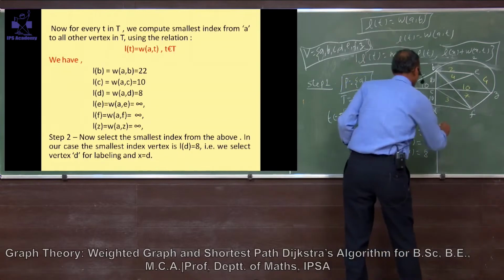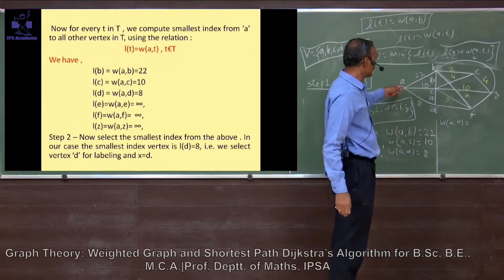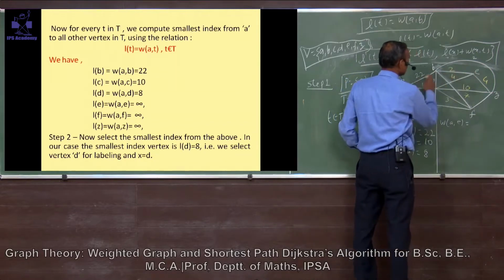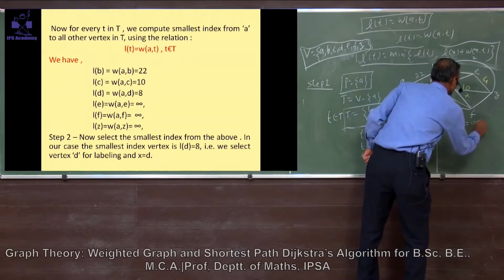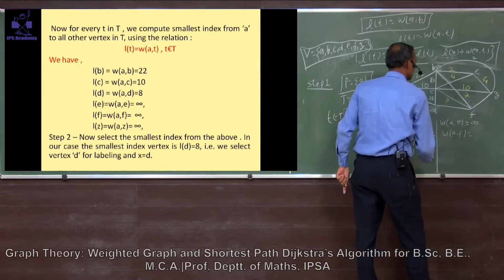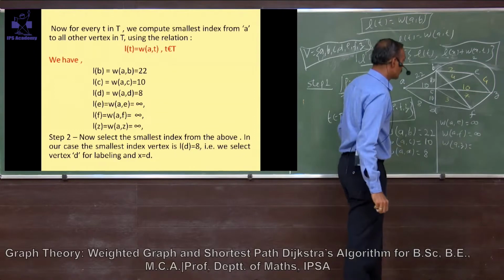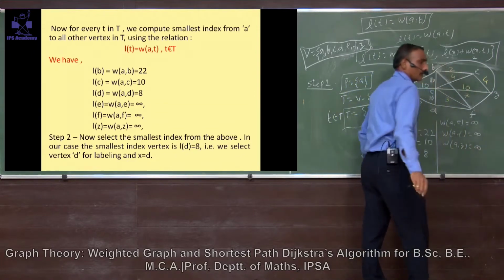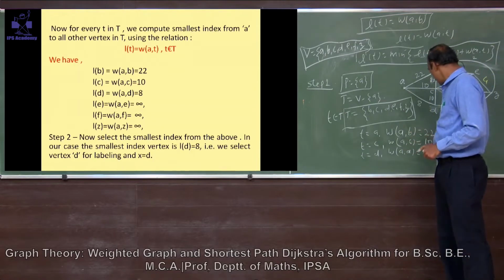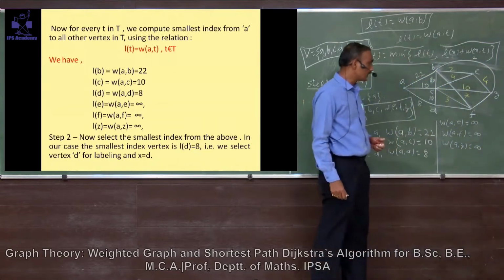Now W(A, E), we have to find the index from A to all other vertices. W(A, E), they are not adjacent to each other, so we put infinity. W(A, F), they are not adjacent to each other, so we put infinity. And W(A, Z), they are not adjacent to each other, so we put infinity. Hence, the finite indexes are 22, 10 and 8, and the remaining indexes for A to E, A to F and A to Z are infinity.